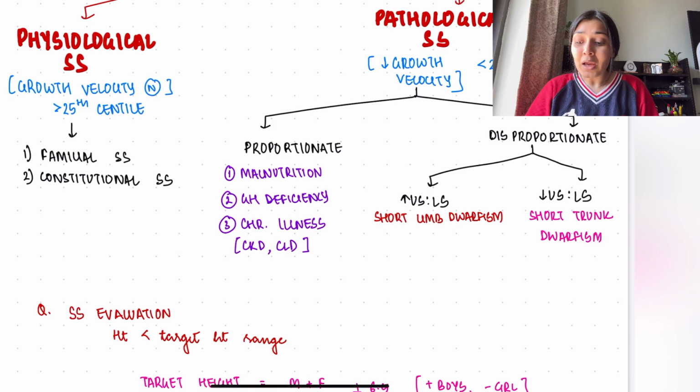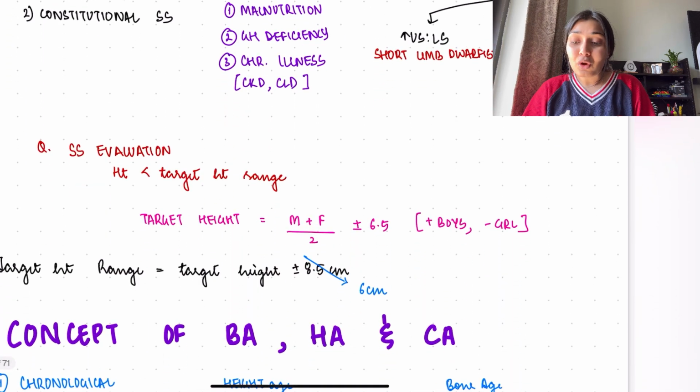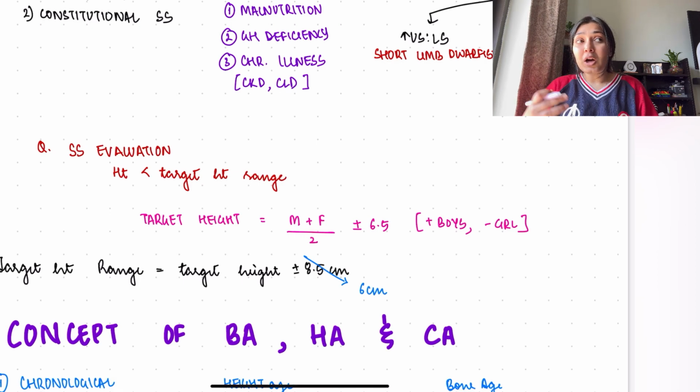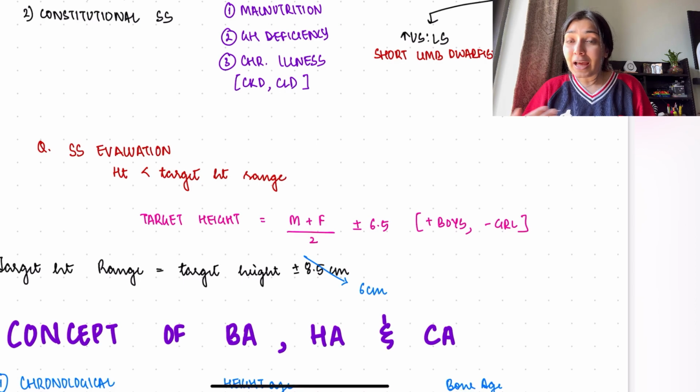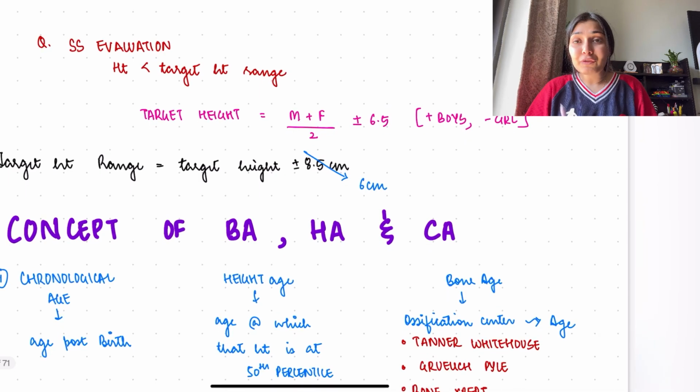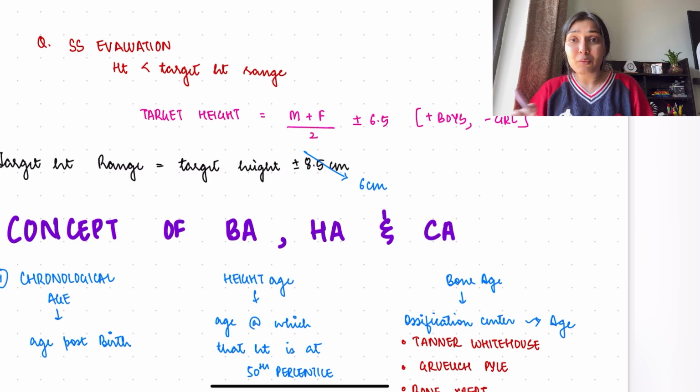So coming down to the evaluation of this short stature. Whenever a child presents to you with short stature, you firstly calculate the height of the child as well as calculate the target height of the child. If the two parents are small, the parents are short, there's no possible way that this child is going to be very tall, right? So we calculate target height. We take an average of mother and father's height, divided by 2, and plus minus 6.5 centimeter. Plus 6.5 for boys and minus 6.5 for girls, right? This way we calculate the target height.